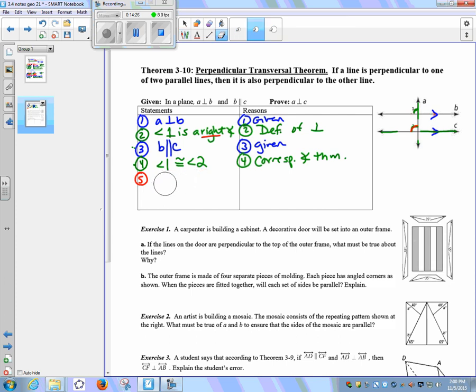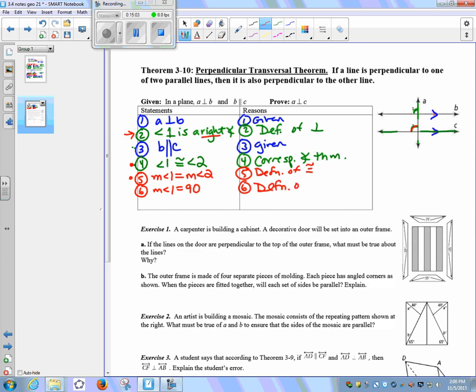Not congruence, not right angles, but actual measures of angles. So I'm going to say measure of angle 1 is equal to the measure of angle 2 by definition of congruent, right? Because if 1 is congruent to 2, then 1 is equal to 2 by definition of congruent. And I am going to say that the measure of angle 1 equals 90 degrees. Why? Well, based on my statement 2, angle 1 is a right angle, so the measure of angle 1 equals 90 degrees by definition of right angle. I know what a right angle is. A right angle is a measure of 90 degrees, so that's just the definition.